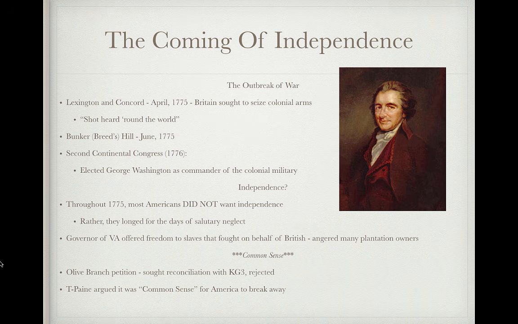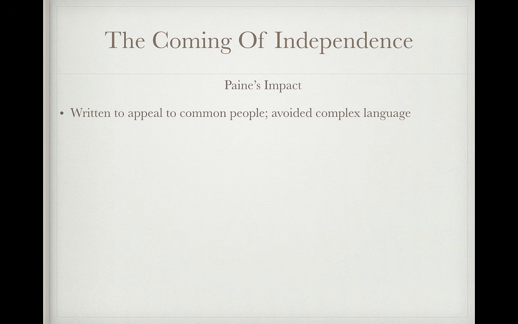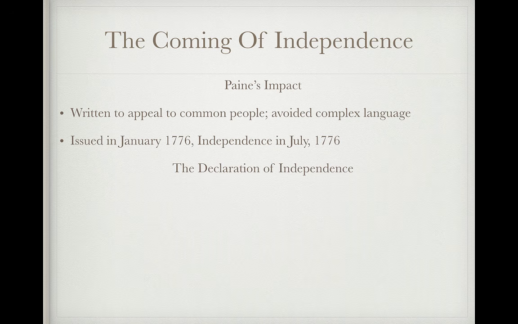Thomas Paine, or T-Paine, comes along, and he argues that it's common sense for America to break away from England. And this pamphlet becomes a bestseller in the colonies, sells hundreds of thousands of copies. So it's written to appeal to common people. It avoided complex language. So it's not written to the audience of the elites, but rather to the average everyday colonist. This was issued, as I mentioned, in January of 1776, and independence happened 6 months later in July.